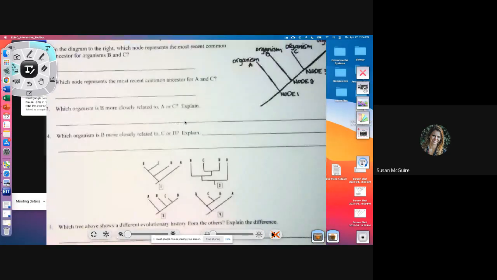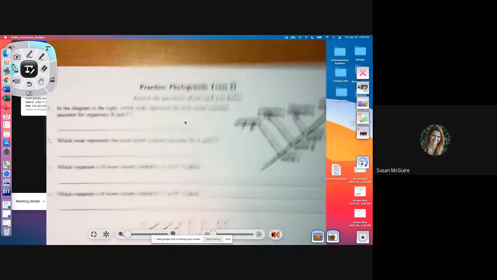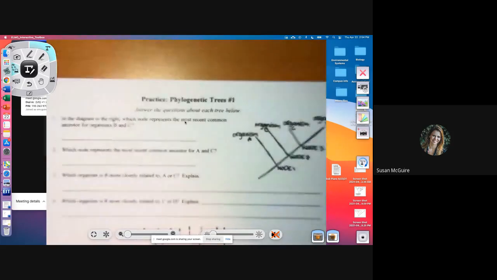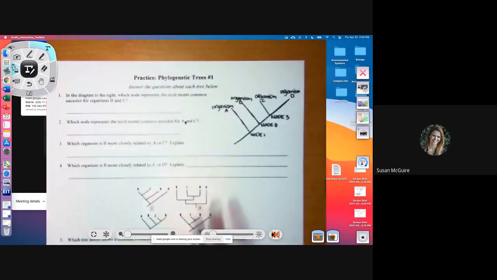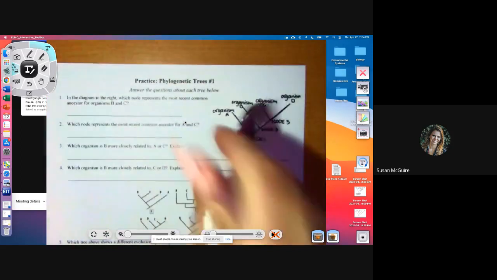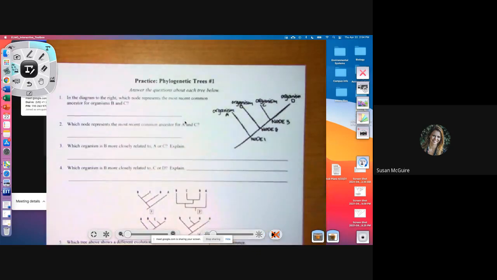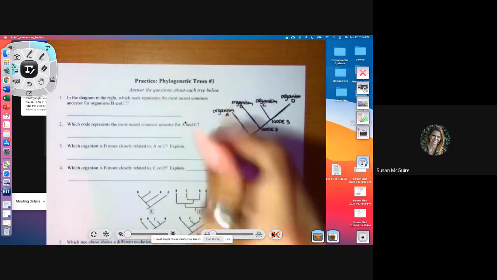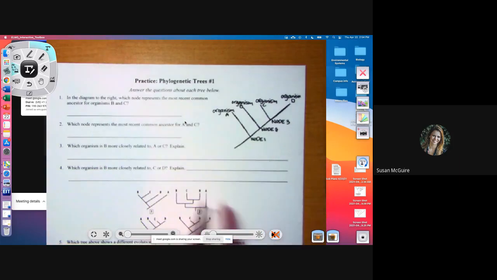All right, so number one, we're looking at this tree. Don't make fun of my tree. I had to draw it on there. It didn't print out, and so I put a paper over my laptop and traced it from my laptop and then made copies of that one worksheet. And it's not a very pretty tree, but it's okay.